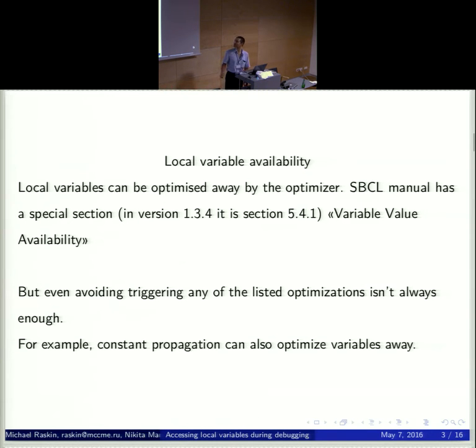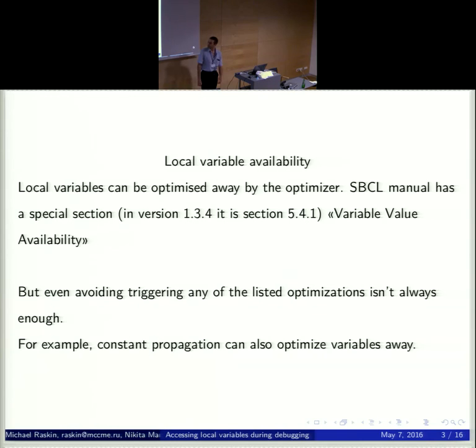But there is a small detail. There is such a thing as local variable availability. For example, in the SBCL manual, there is a separate chapter, section maybe. It's a level 3 section. It's not a top level section, fortunately, but still. Variable value availability, and there is a list of conditions, and if you trigger any of these conditions, you are out, you don't have access to this variable if it can be optimized away. Of course, some of the conditions are easy to avoid. For example, if you want to debug, you comply with optimize debug 3, but that is not enough. There are other conditions, and avoiding all of them is also not enough.